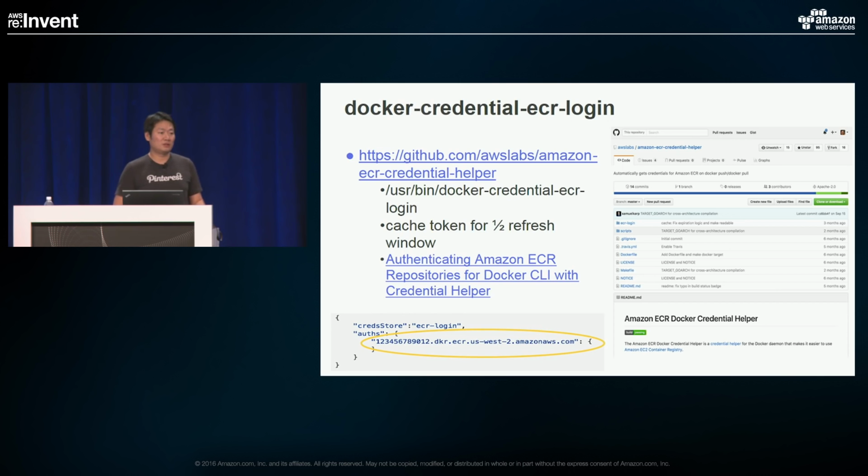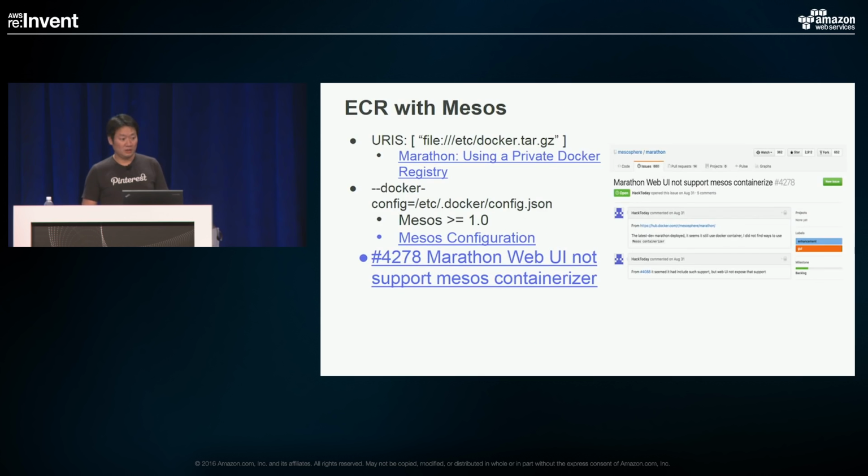And one thing to notice is you have to put your own ECR URL into the config.json file. Otherwise, the Docker engine won't be able to find the parent image in ECR if you use the Docker build command, which is a limitation of the Docker engine actually. But it's easy to work around.